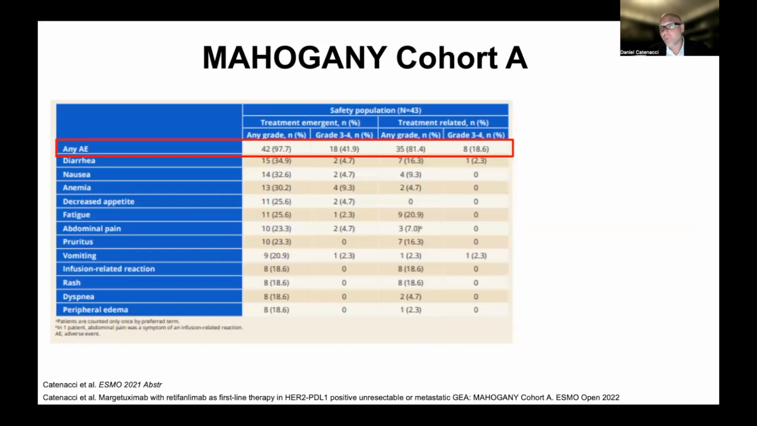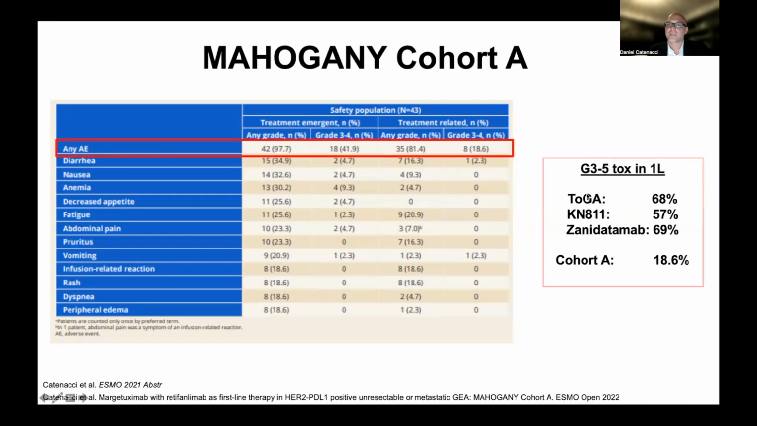So the other important aspect to understand here is, how is this regimen tolerated? So chemotherapy with trastuzumab, or chemotherapy with trastuzumab plus pembrolizumab, compared to margetuximab and retifanlimab without chemotherapy. And so you can see here any adverse event, and remember, grade 3 and 4 are the highest toxicities, the more severe, the rate of a very severe treatment-related toxicity is under 19%.